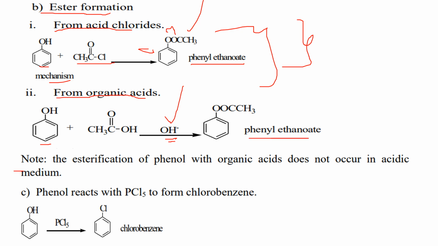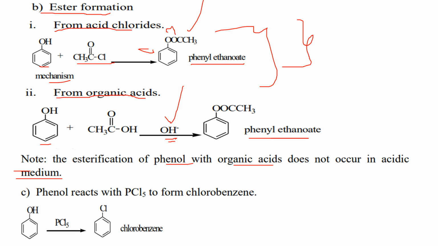Now note, this is an esterification reaction, first of all. So note that esterification of phenol with organic acids does not occur in acidic medium, just like alcohols. Remember that when you reacted alcohols with carboxylic acid, we did it in acidic medium, but for phenol it's different, because phenol itself is acidic in solution. So the medium it requires is going to be sodium hydroxide, or an alkaline medium, for its reactions to take place.